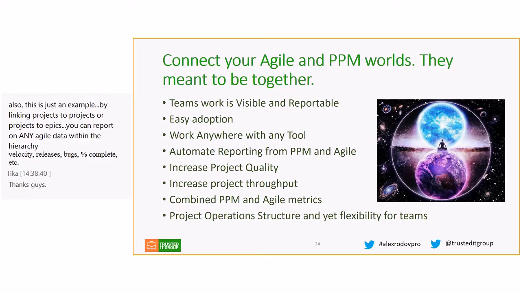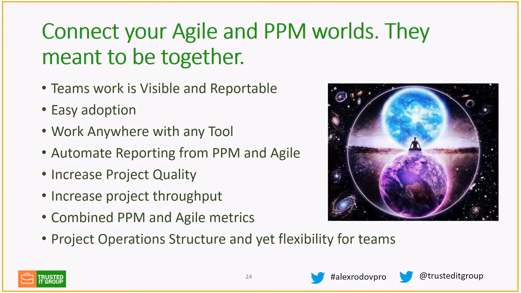So easy adoption means that you let people work where they're comfortable working, whether they're using Jira, Team Tracker, VersionOne, Trello, anything. So let them. If they're using Excel, you can let them use Excel. Maybe it's not the most efficient way, but you can let people work with what they feel comfortable, and then use that information, simply connecting it at one data point, getting this integrated data model in place. Work anywhere, automate reporting from PPM and Agile.